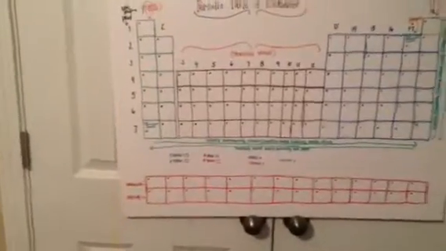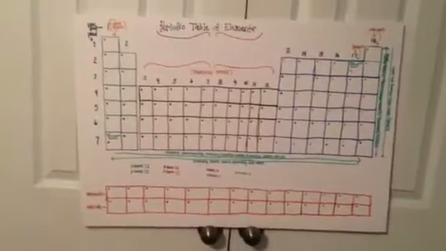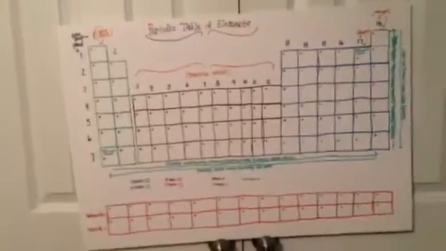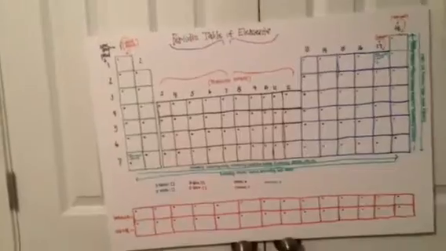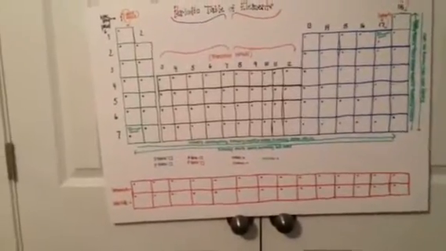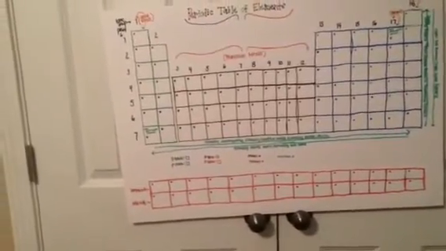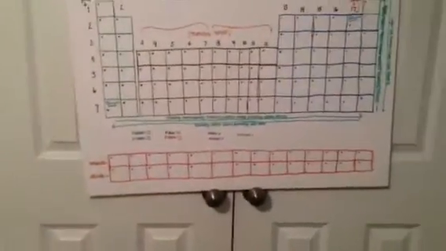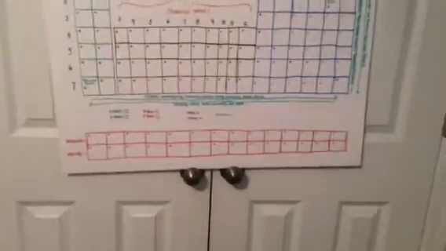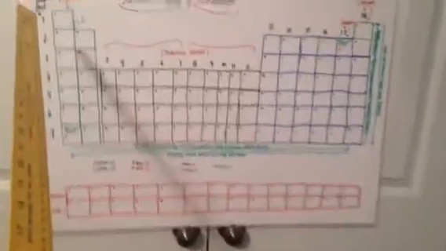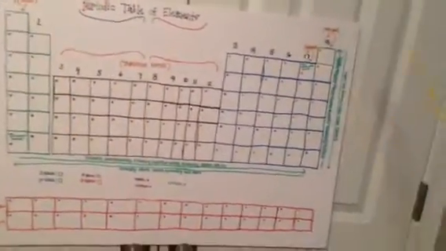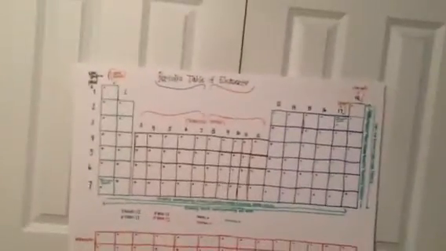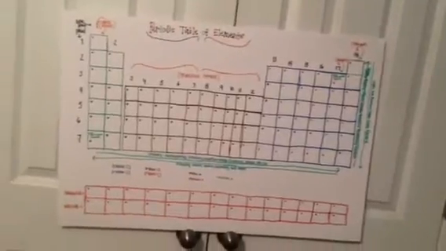The periods on the table are on this side right here, and they're listed 1 to 7. And these numbers tell us the number of energy levels each atom has. So for period number 1, each of those elements has 1 electron shell.